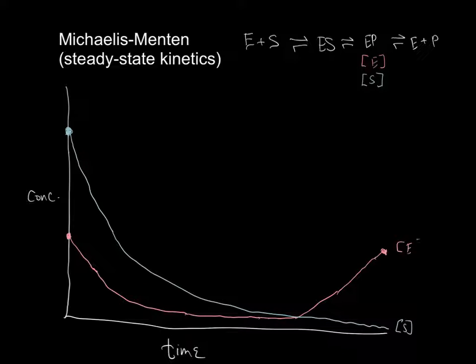What was the first line representing again? Concentration of free enzyme.